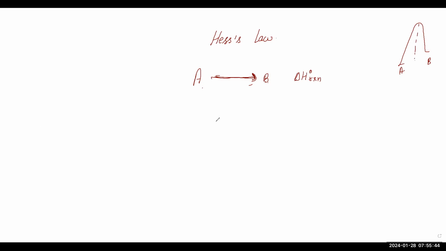But I am carrying out this reaction now by a different path. I converted this into C and then into B. Then energy of A and B is not going to change. Only thing is that now it has an intermediate. Can you see? This is C here. But A and B are still there. No change. Final minus initial. Because it's path independent. Right?